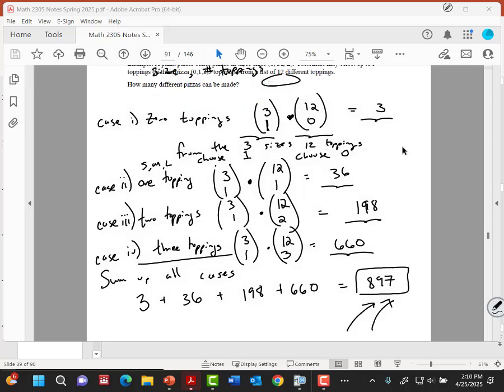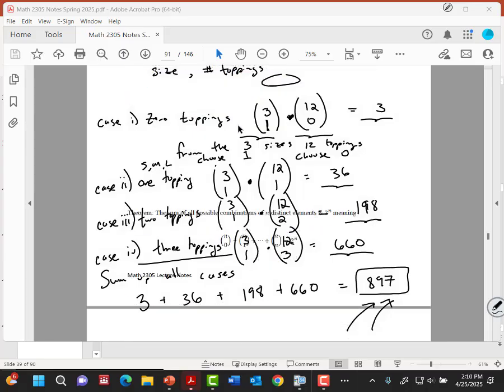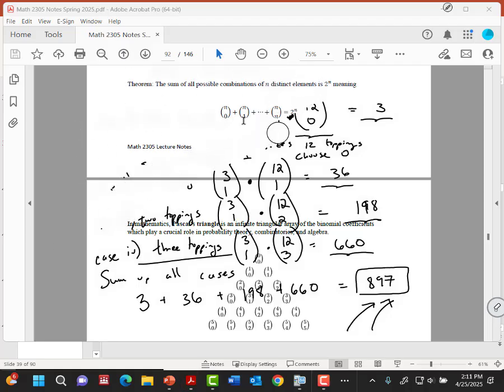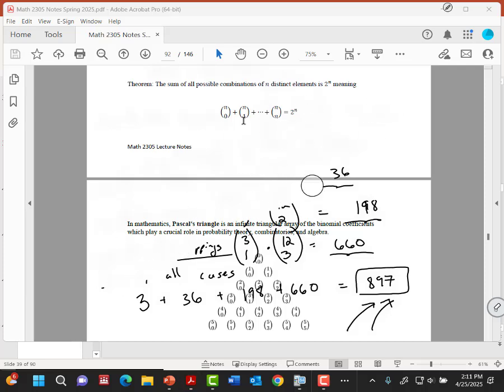Now, let's ask, what would I need to do if I didn't put a cap on the number of toppings? Because some of us might ask, okay, well, what if I want to have 4 toppings? Or 5 toppings? Or what if I want to have all 12 toppings? Then what would I do in that case? Well, that brings us down to this next theorem that I wish to briefly discuss.